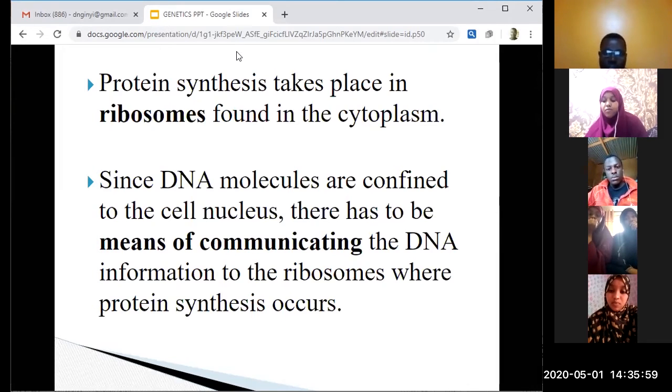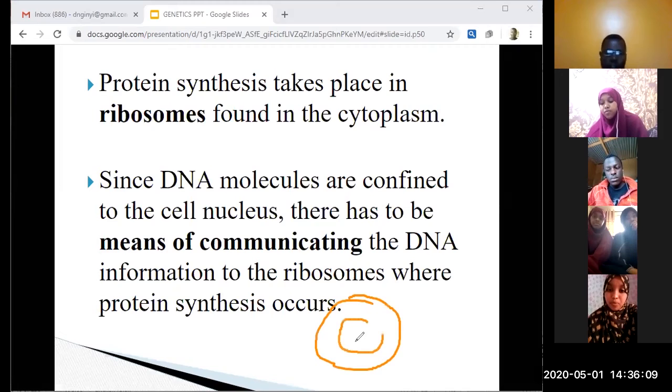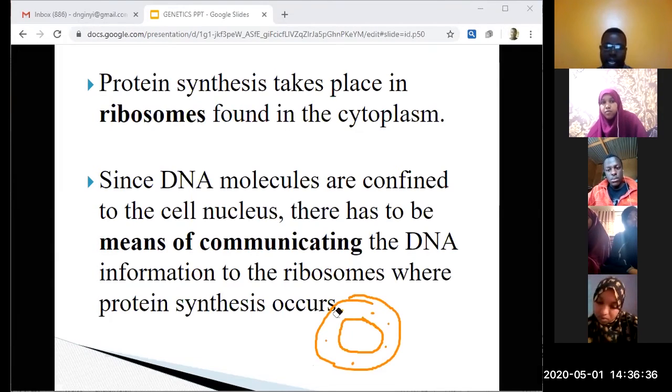So the question is, that coded information, which is confined in the nucleus of the cell, how does it get into the cytoplasm where the ribosomes are located? That is the question. And the answer is, we have an intermediate, we have a means of communication. And that's what we are going to discuss, what we call the messenger RNA.